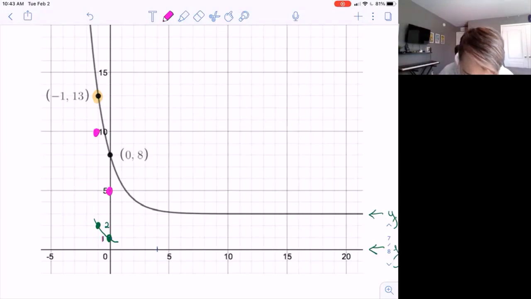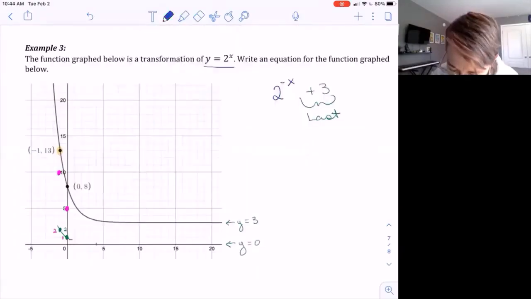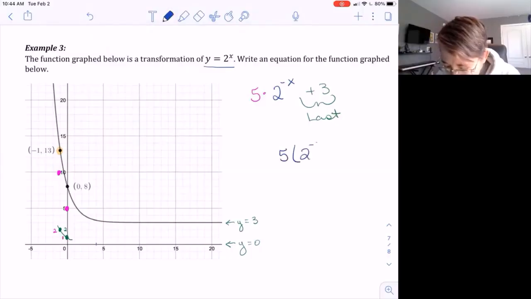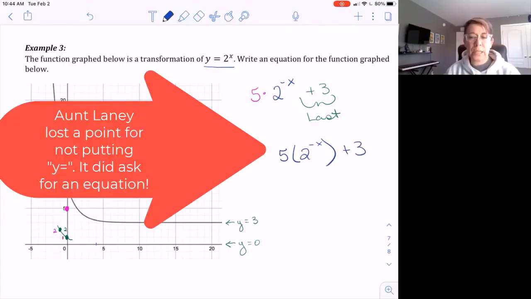Well, I have a value here at 1 and a value here of 2. What would we need to multiply to move those 2 points of a y value of 1 and a y value of 2 up to a y value of 5 and a y value of 10? 1 times 5 is 5, 2 times 5 is 10. So that means we would need to multiply by a factor of 5 to move it up. So our final equation would be 5 times 2 to the opposite of x, plus 3.